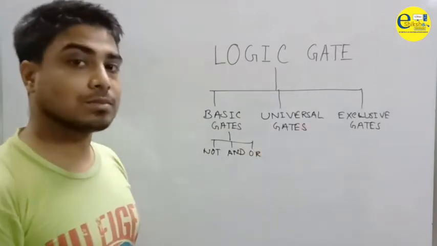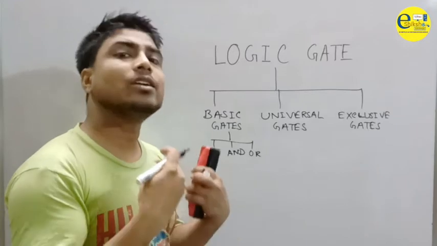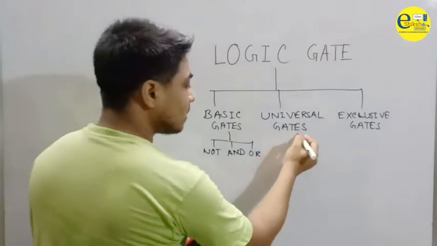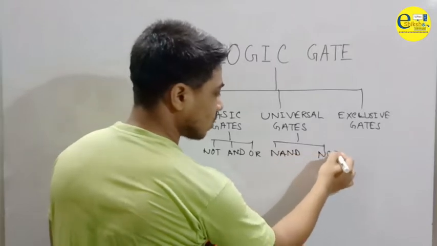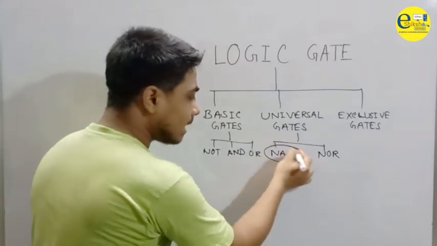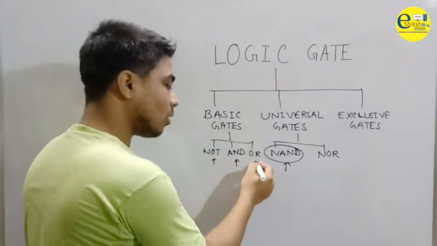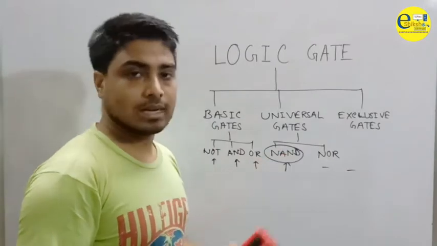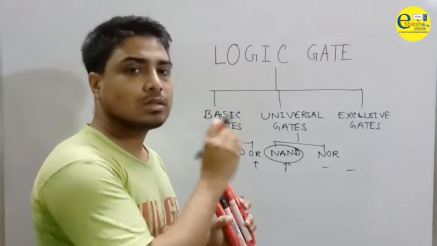Now, universal gate. What does universal gate mean? It means that with the help of this gate, we can make any kind of gate. The types of universal gates are NAND and NOR. These two gates are considered universal gates. With the help of the NAND gate only, we can make a NOT gate, AND gate, OR gate, or any kind of gate. That's why the NAND gate is called a universal gate. Similarly, with the help of the NOR gate, we can make any kind of gate. That's why it is also called a universal gate.